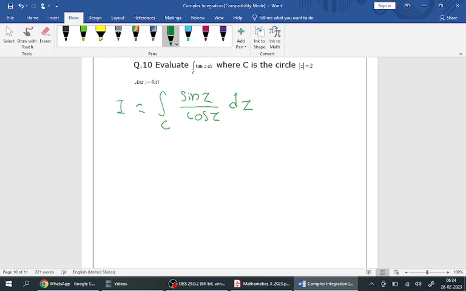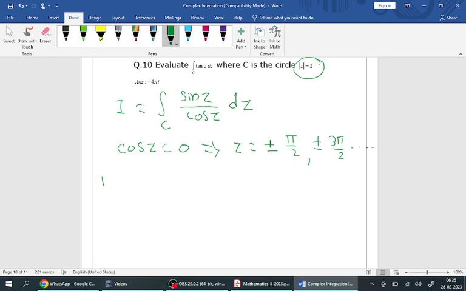Now, if you observe, cos z is 0. If you equate cos z to 0, this implies z is plus or minus pi by 2, plus or minus 3 pi by 2, plus or minus 5 pi by 2, and so on. Out of that, pi is 3.14. So 3.14 upon 2 is the only point which is inside the circle, because mod z is 2 and the value of pi is 3.14. So there are only two poles.